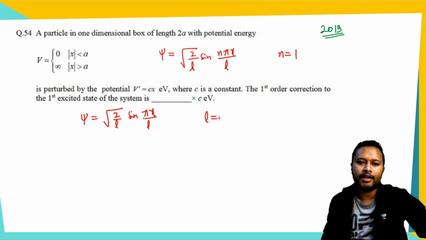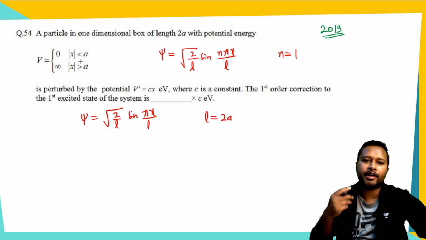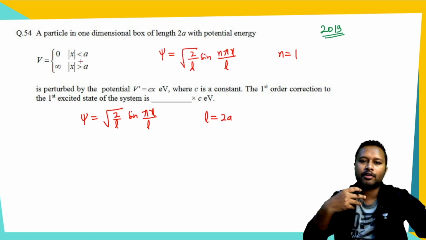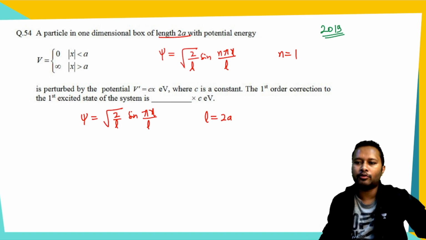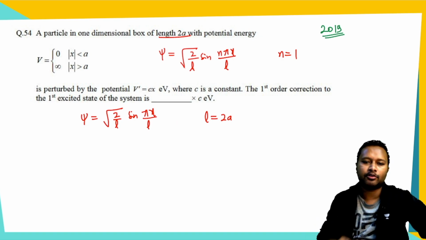Now remember that L is equal to 2a here, because your particle is between two walls separated by a length of 2a. It's given to you that the length is 2a. That is not going to affect the solution much. What you have to do now is use the first order energy correction formula.